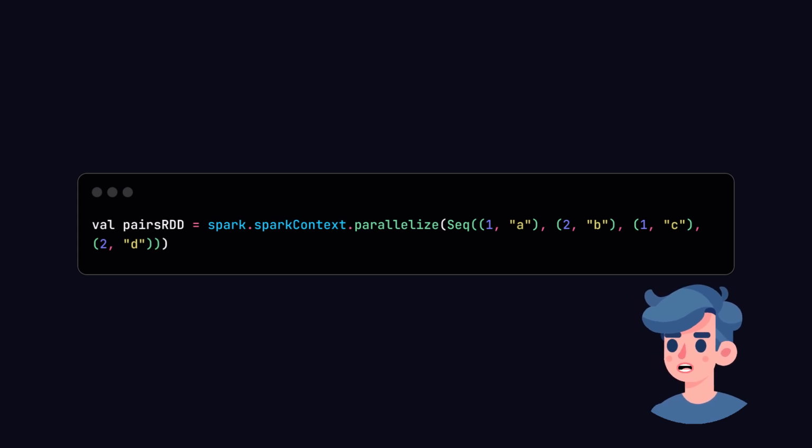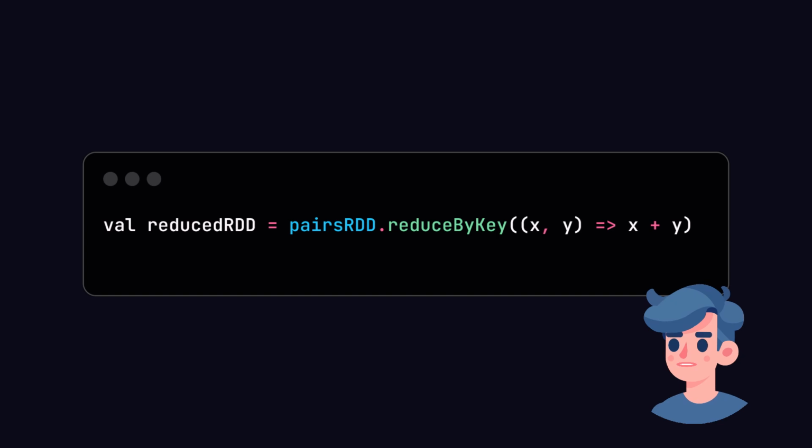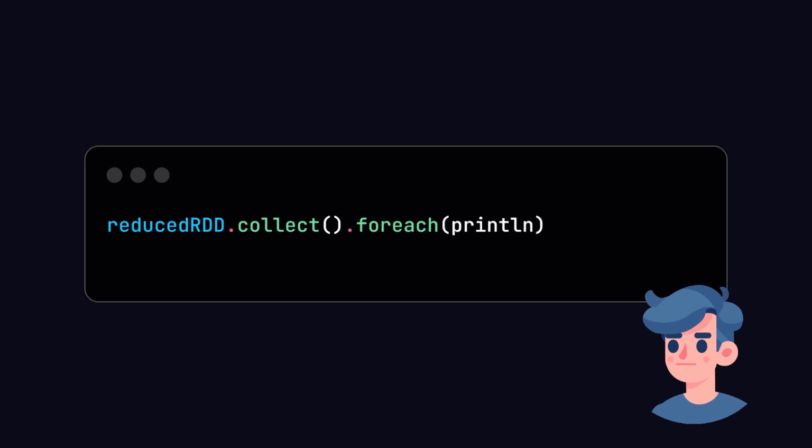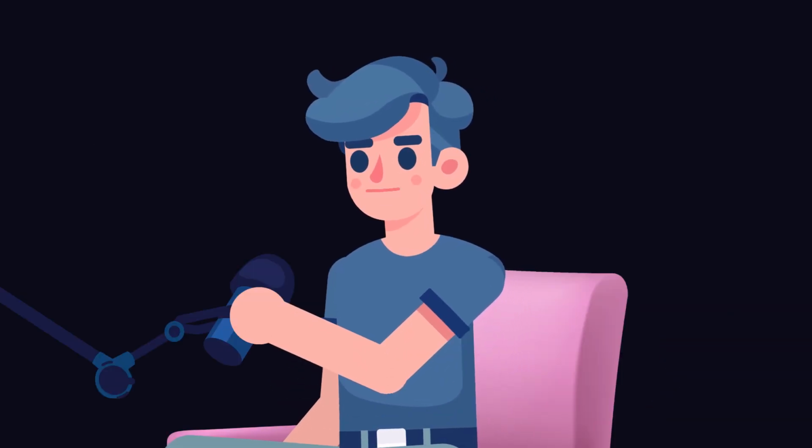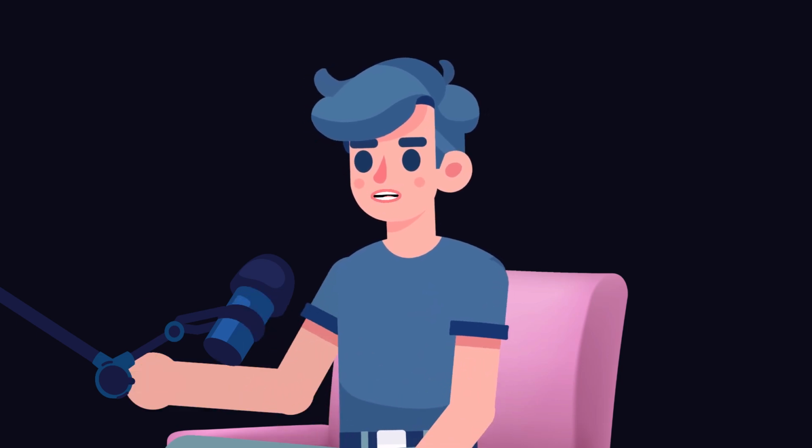But first, let's create a new key-value RDD. We now have a pair RDD. Let's use reduceByKey to combine the values with the same key. Now, let's collect the reduced RDD and display the output. Using reduceByKey resulted in the concatenation of values for each unique key.